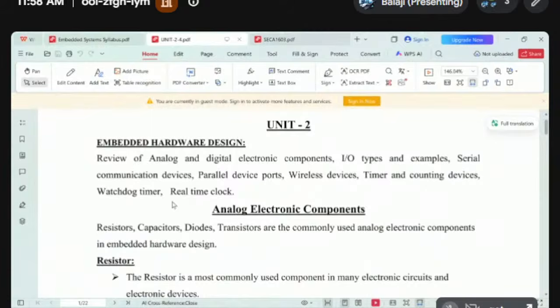ఏమేమి ఉంటాయి మాత్రం తెలియాలి, right? So our main intention is I would like to develop the software, but I need some hardware information. That's why they provide some of the information in the second unit, right? Is it audible?